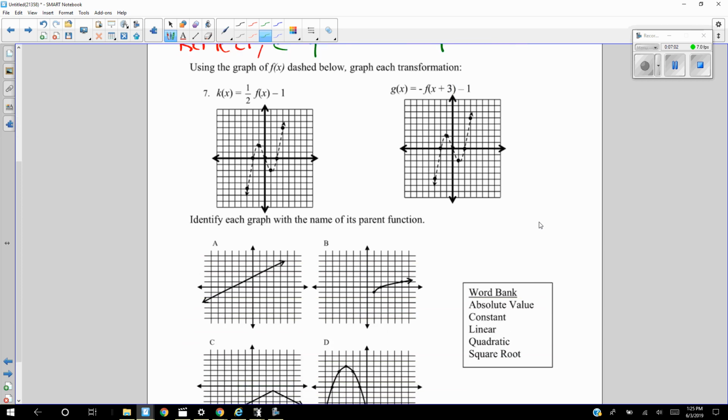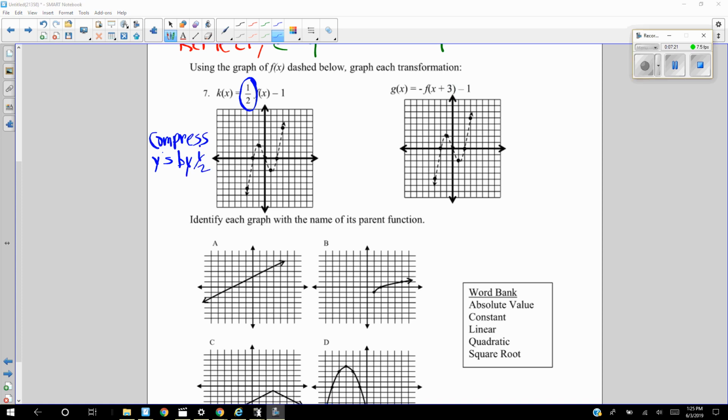All right, here's slightly different notation, but the same idea. We're going to graph each transformation. So use the same rules. The 1/2 out front. It doesn't ask for you to describe it, but I'll go and do it. We're stretching the y's by 1/2.